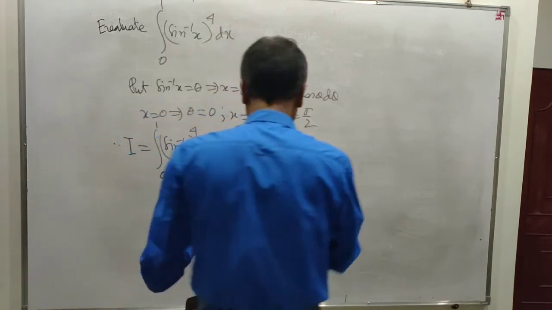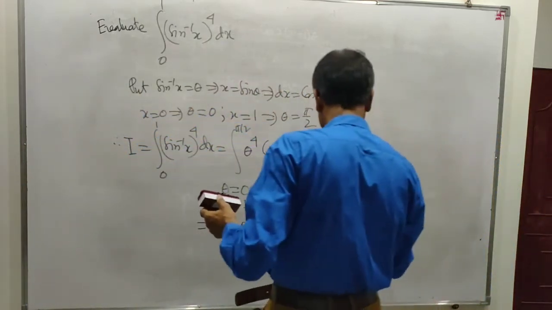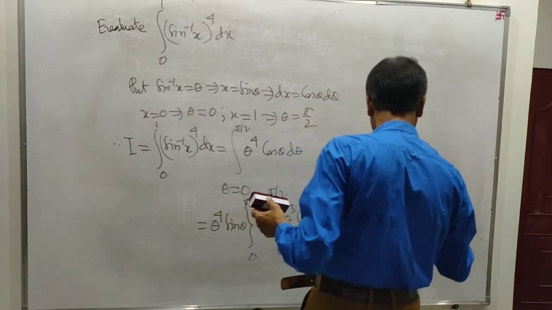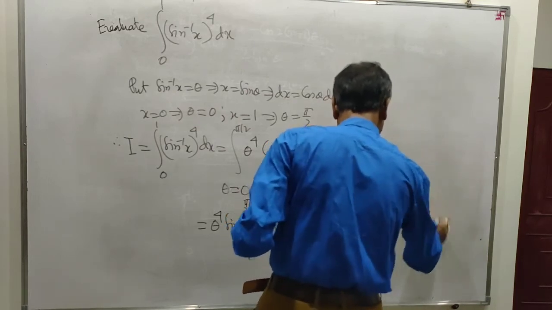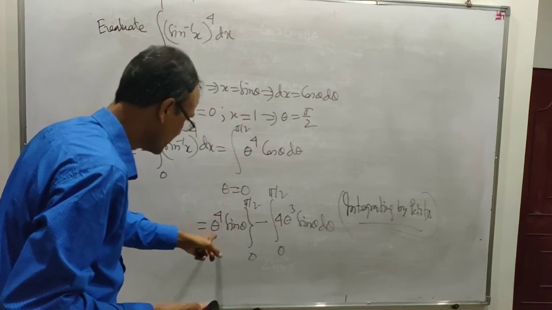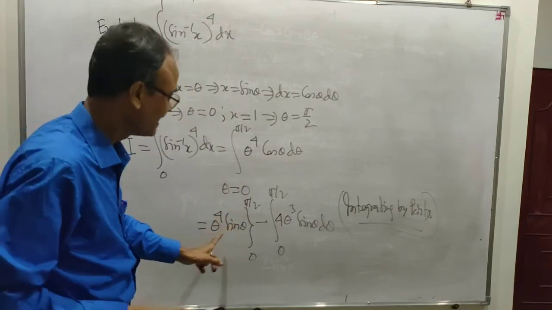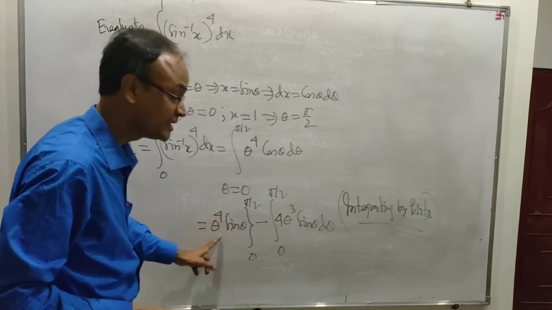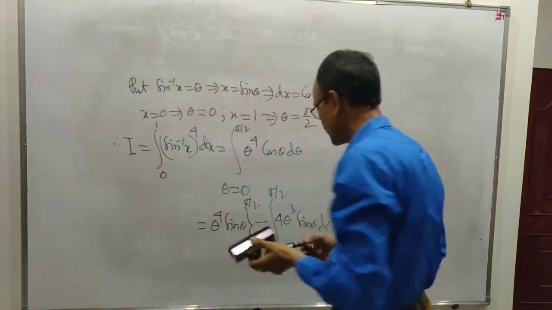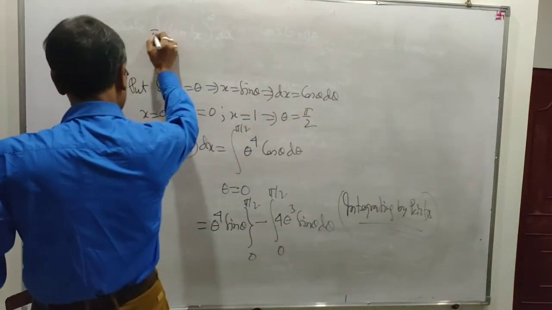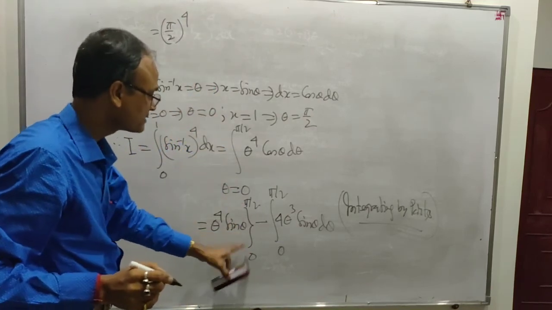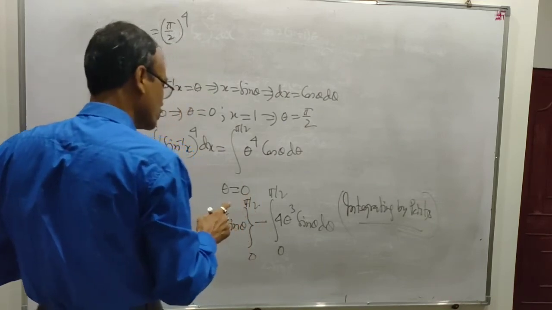Integrating by parts, taking cos theta as the second function. Now you see here, it will not be equal to 0. If you put pi by 2, it is not equal to 0. This is equal to pi by 2 whole to the power 4, since sin pi by 2 is equal to 1.